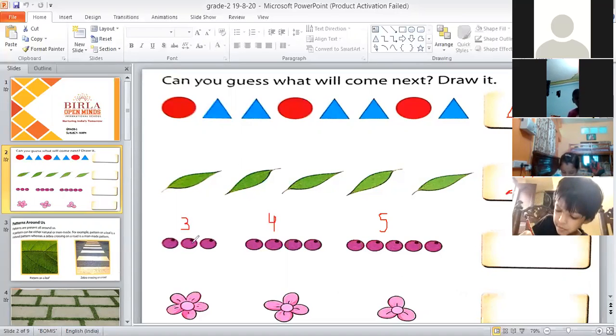See here, children. First 3 circles are there, then 4 circles. After that, 5 circles are there. So it is increasing by 1. This means we are adding 1 more every time. Right? So in the next one, there should be 6 circles. So we'll draw 6 circles here in this box. Okay.